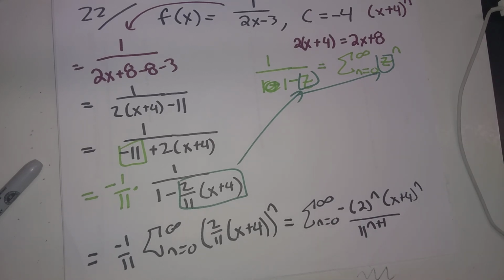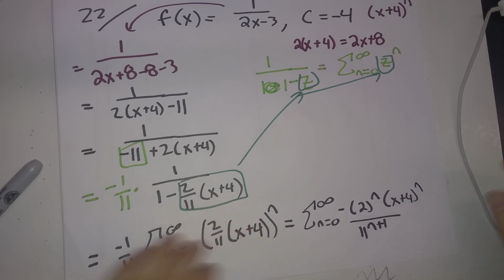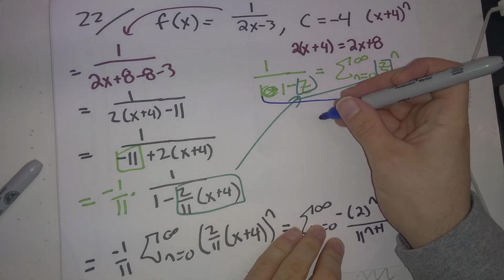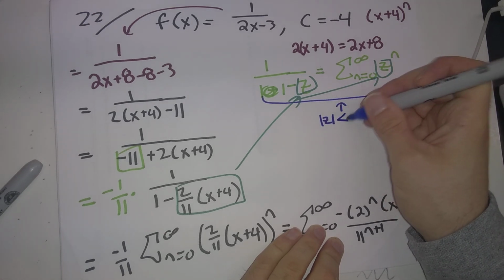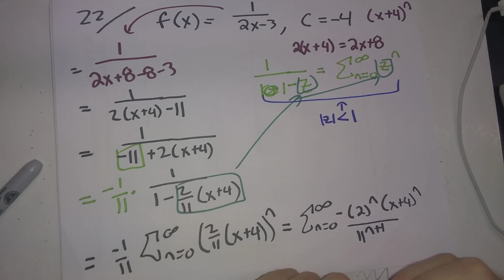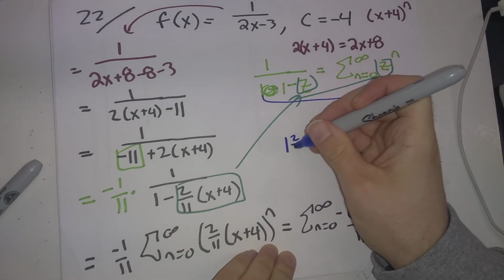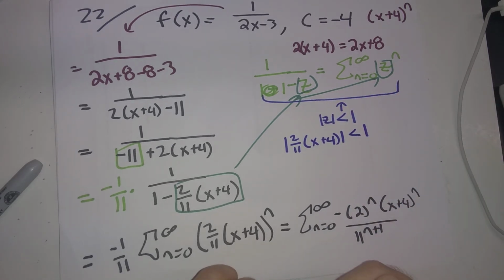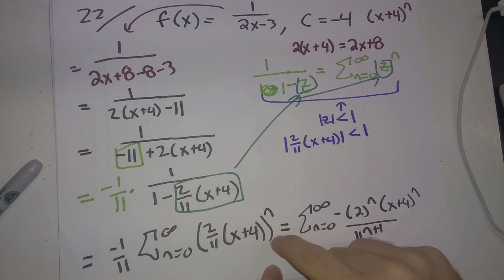So there's one more question that we have to answer here, which is, what is the interval of convergence? The interval of convergence of this series expansion is absolute value of z is less than 1. Strictly less than 1. If absolute value of z is equal to 1, this diverges. So what we're going to do now is plop in 2/11 times x plus 4, and this is less than 1. This is going to give us the interval of convergence down here.